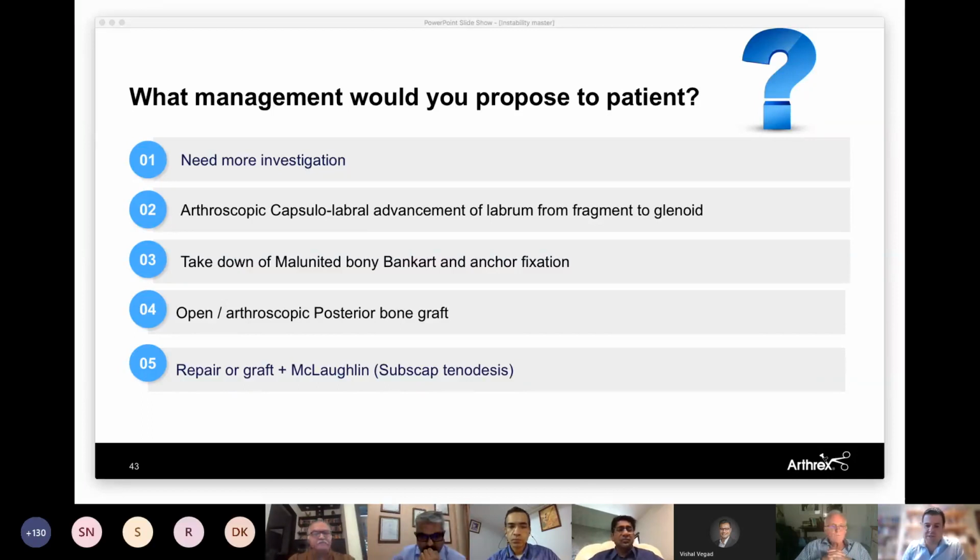Yeah. I'm curious, guys, if it's such an old fracture, if I should do bone grafting, maybe, and the Bankart repair over it from iliac crest.